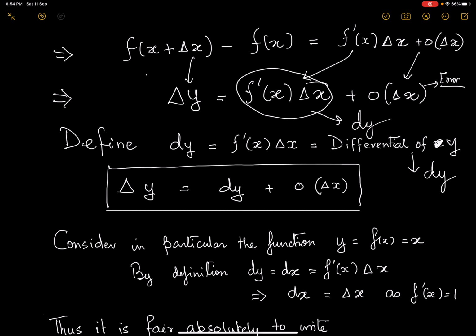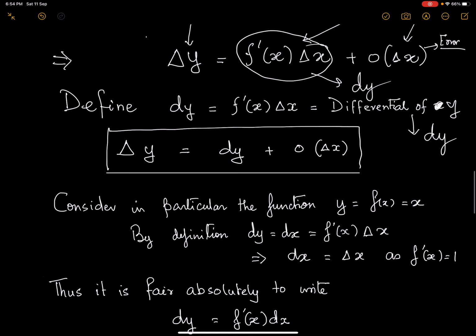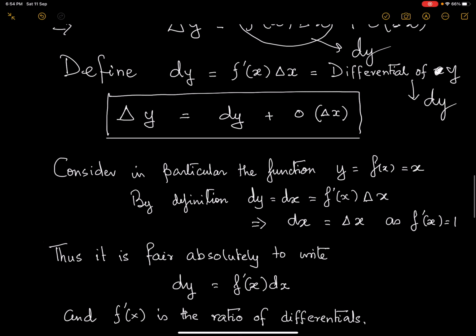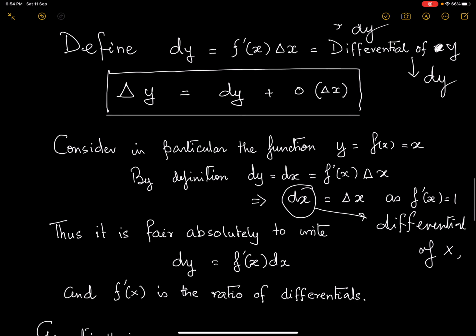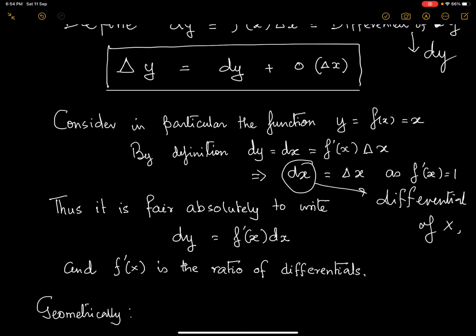Because y is equal to x, f'(x) is equal to 1. So dx is exactly equal to Δx. So it is absolutely fair to write that dy is equal to f'(x) Δx. So the differential of x is nothing but Δx. So it's absolutely fair to write dy is equal to f'(x) dx, which you have seen in your calculus courses, and f'(x) is actually the ratio of differentials.